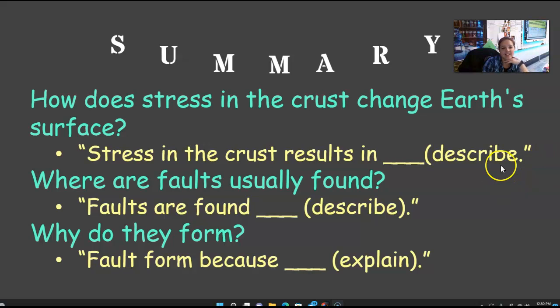Let's get this done. So how does stress in the crust change Earth's surface? Stress in the crust results in the movement of the crusts. Where are the faults usually found? Faults are found typically along the plate boundaries. Why do they form? Because there's a weakness or a crack in between the plates. It's where they touch. It's where they move.